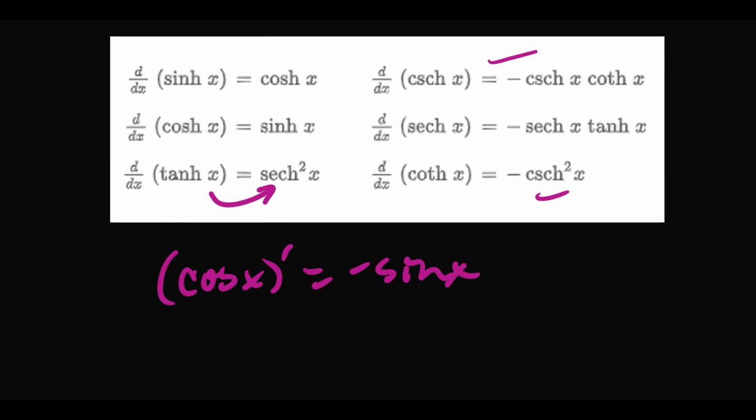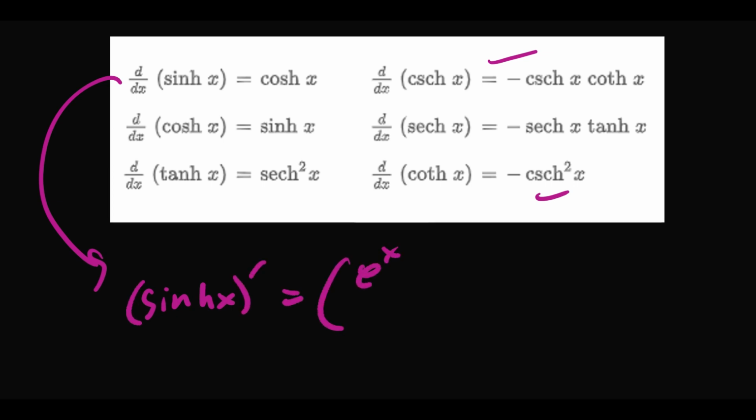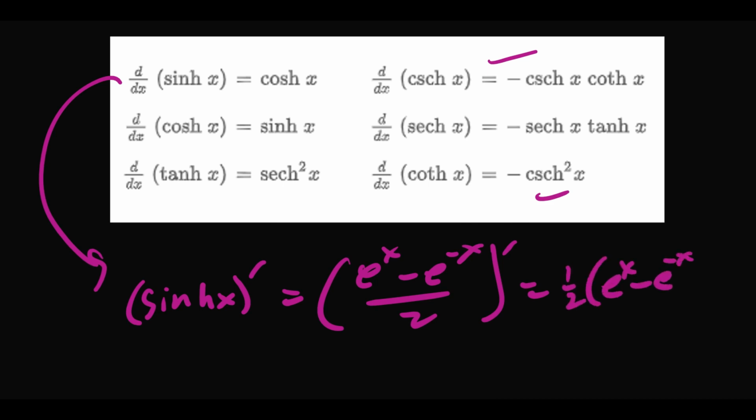I want to prove one of these. Let's prove, how about we prove, oh, not the first one. Okay, so what I'm going to do is write down hyperbolic sine of x as it is, and take the derivative of it. So I'm going to write out what it is. It's e to the x minus e to the negative x all over 2. I'm going to take the derivative of this. All right, so the 1/2 can come out because it's just a constant. So it's e to the x minus e to the negative x, prime.